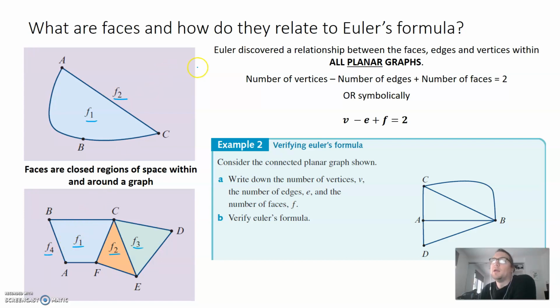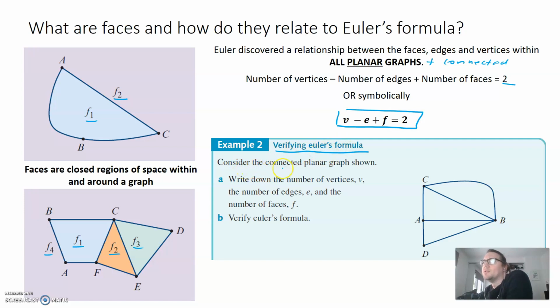Why faces are important is because Euler discovered a relationship between the faces, edges and vertices within all planar graphs. I should say planar and connected graphs. He showed that the number of vertices minus the number of edges plus the number of faces will always equal 2 for a planar connected graph, or symbolically this equation here. I'd have that written down somewhere. That's an important equation. This example is about verifying the formula, just showing that it works.